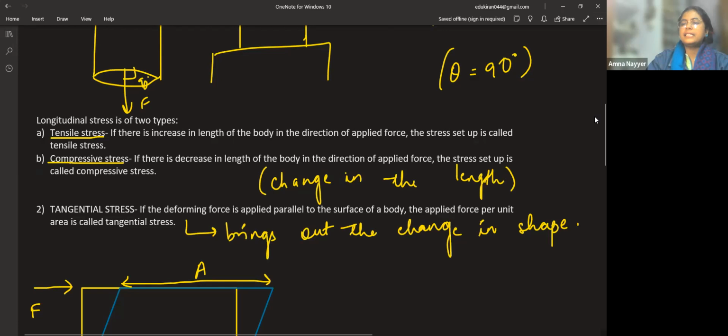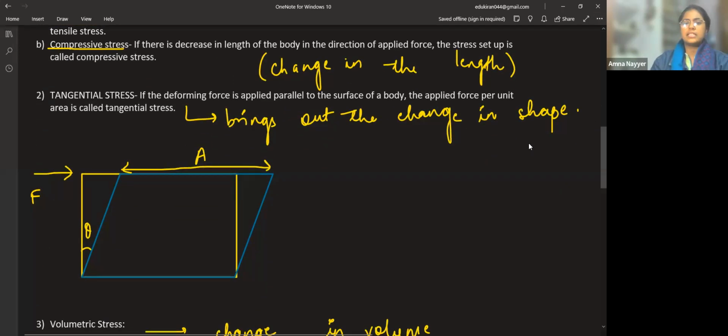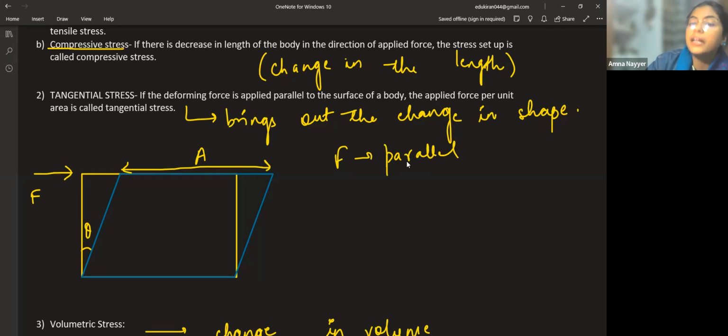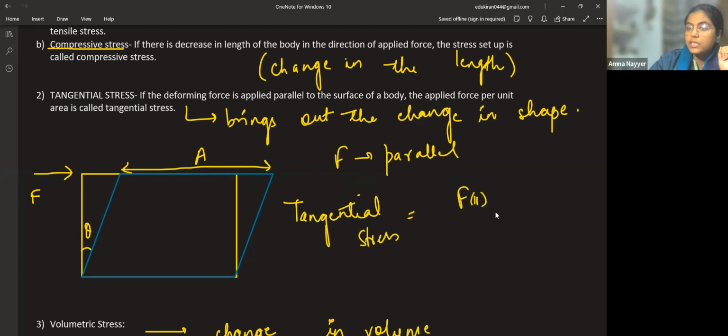All right. Now, the best example you can relate, as I told you earlier in the previous class, is if you take a very, very heavy book which has lots of pages and you apply a force on the upper surface of it, the book will change shape and the upper surface will shift. The same thing is occurring here. The force is applied parallel to the surface and there is a change in shape produced. So we call this type of stress, force per unit area, the tangential stress. Tangential stress is equal to parallel force per unit area.